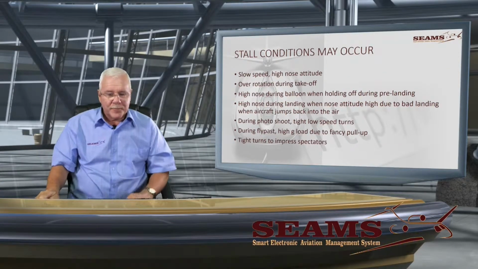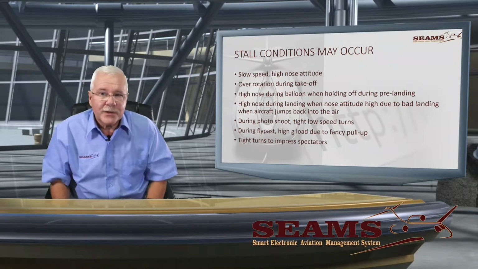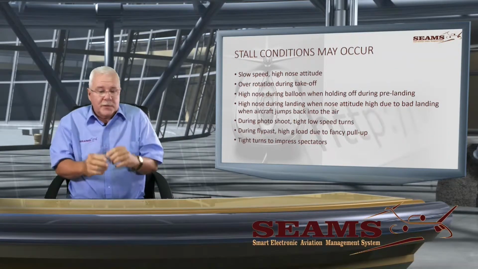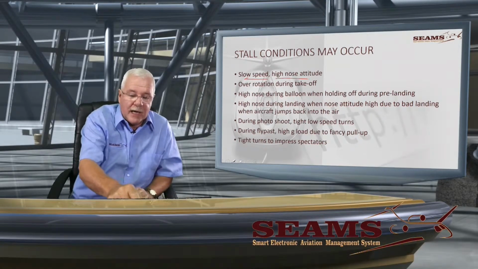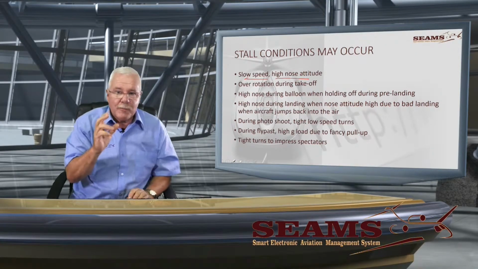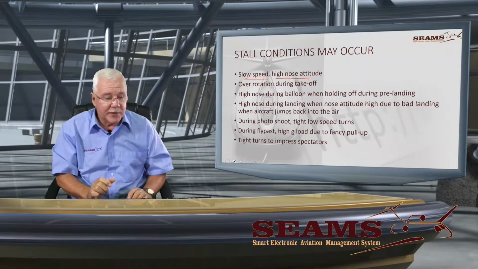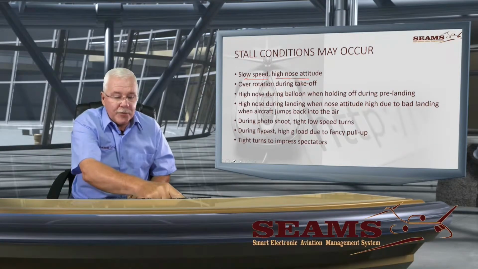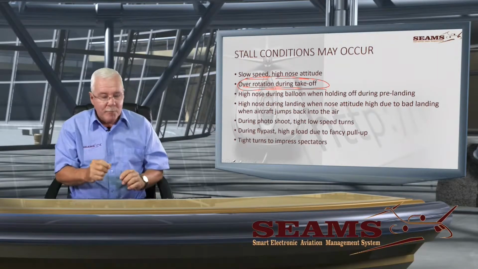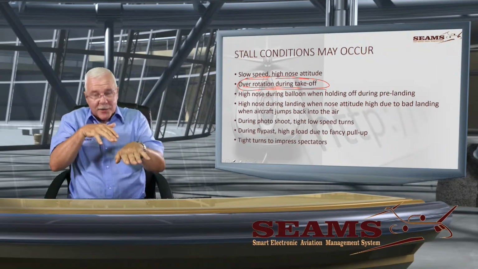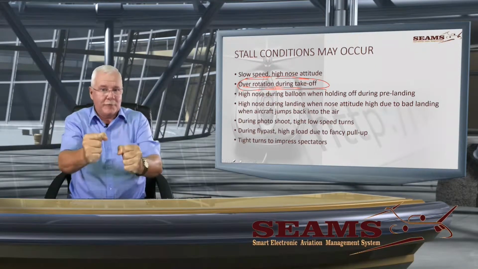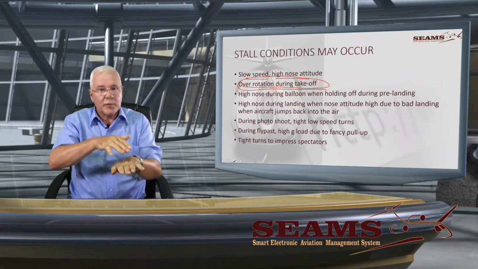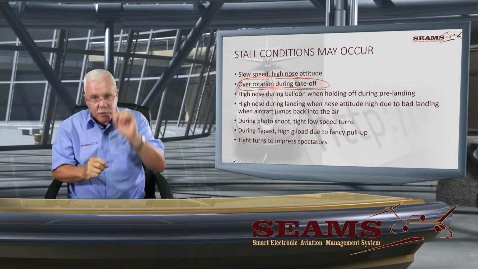All right. Now, when will the stall occasions possibly occur? Well, there they are. Slow speed, high nose. Those are the two main ones, and you really got to pay attention to those. Over-rotating during takeoff. That is where, remember, the aircraft is trimmed for the landing. If you open up full power, you're going to have a lot of forward pressure to be able to stop it from over-rotating. You have got to pay attention.